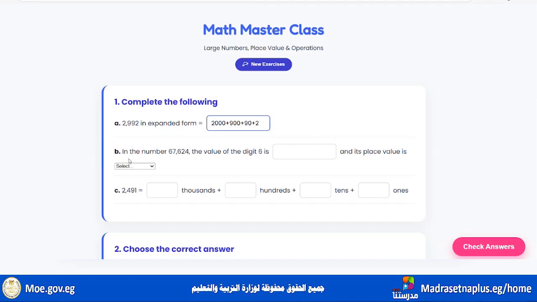Okay? In the number 67,624, the value of 6. We have 6. If we wrote 60,000 for this 6, this is what? 10,000. If we wrote 600, we can write what? Hundreds. But we wrote 60,000 and its place value is what? It is 10,000. Now this one, how many thousands? 2. How many hundreds? 4. How many tens? 9. How many ones? 1.